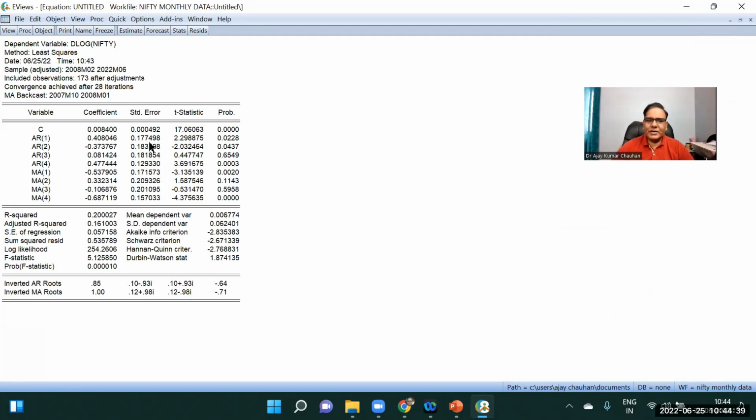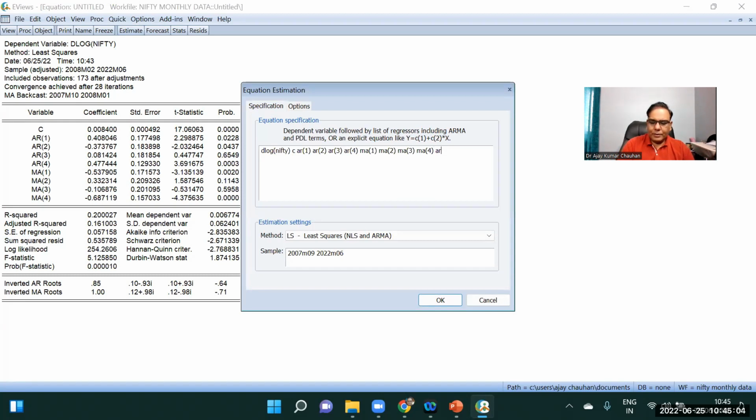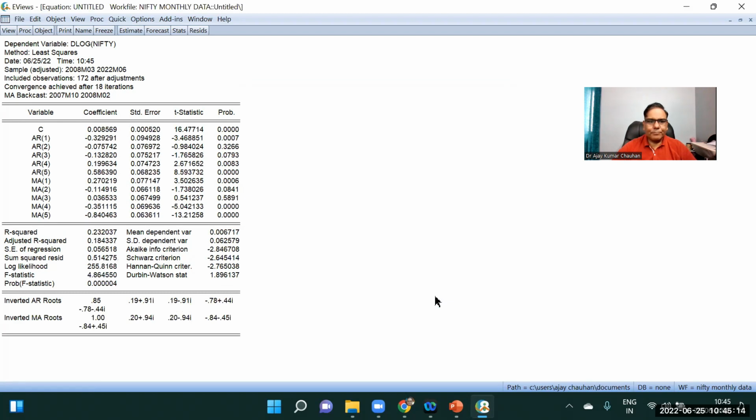So now we can go to the forecast. After analyzing all these things, AIC is also the least, minus 2.83. If it increases on the negative side, it means it is decreasing. So I will try one more thing. Whether by adding AR5 and MA5, is there any significant change in AIC or R square or not? So it is again 23% but slightly it is coming down. Earlier it was 2.83, now it is 2.84. So a slight change is there. So there are so many permutations and combinations we can do here.